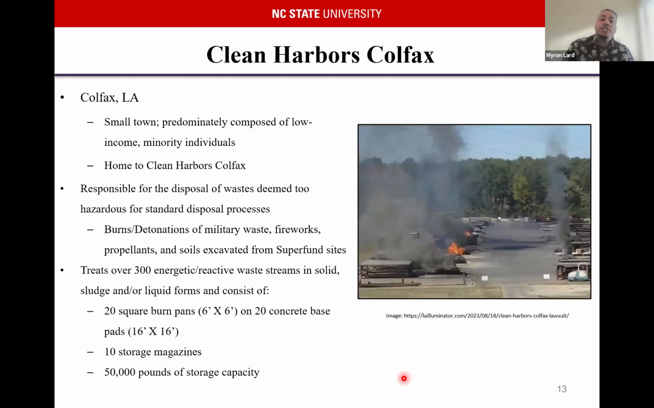In addition to East Palestine, I'm going to talk to you about Clean Harbors Colfax, which is the focus of our research currently ongoing in northwestern Louisiana. So Colfax is a very small town, which is predominantly composed of low-income minority individuals, and it is also home to Clean Harbors Colfax, which is the only commercially operated open burn and open detonation waste treatment facility in the United States. They are responsible for the disposal of military waste, fireworks, propellants, and even soils excavated from Superfund sites. So they are responsible for the disposal of some very, very nasty things.